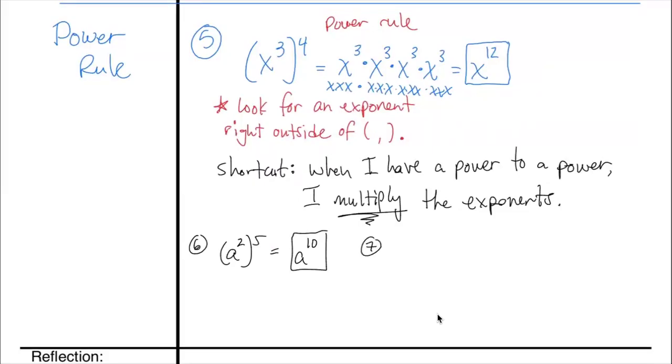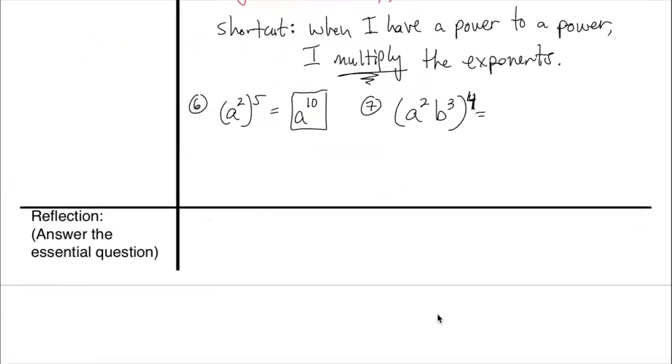Number 7. Watch what happens here. a to the second, b to the third, and let's do all of that to the 4th power. That one might look a little trickier. Go ahead and take a minute. Try this one. See if you can get it.